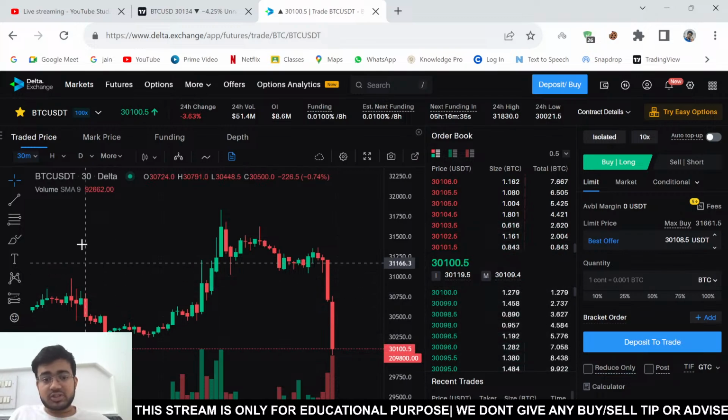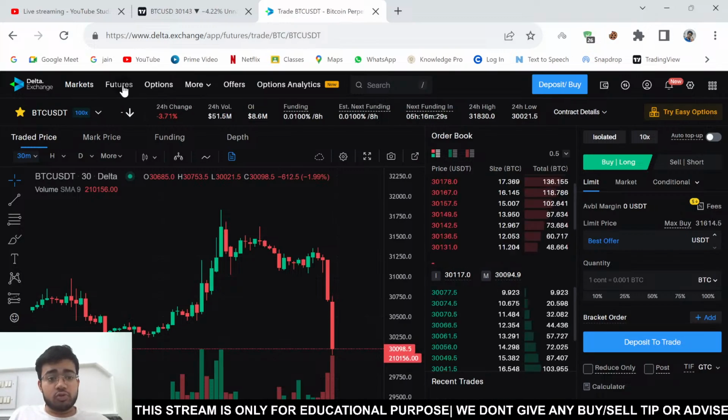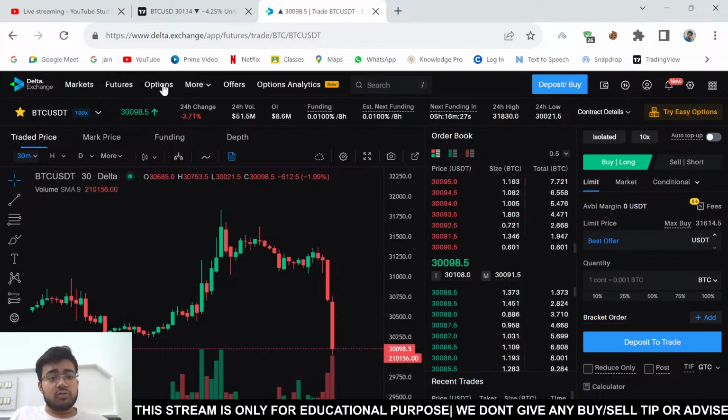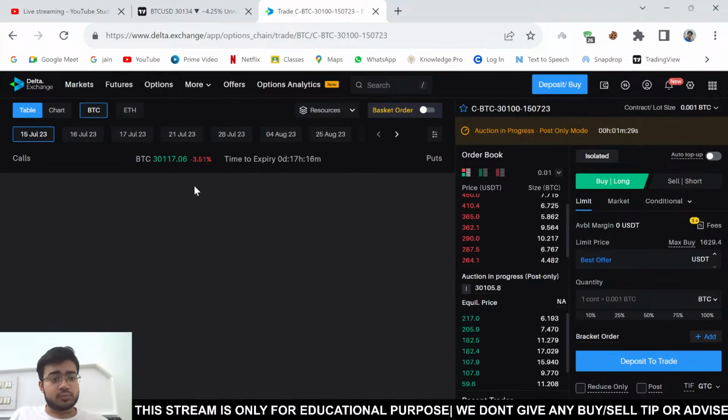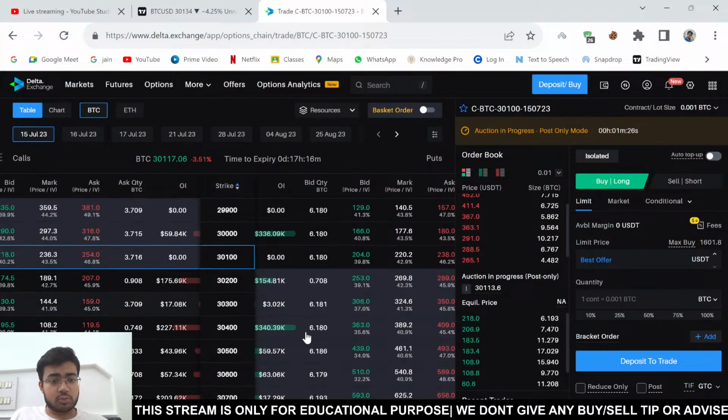just deposit and trade. Now this is the new account that I've created just to show you guys how you can start trading. There are futures, there are options. Now this is the future chart, I guess. Now I'm going to show you the options chart, or the option chain.